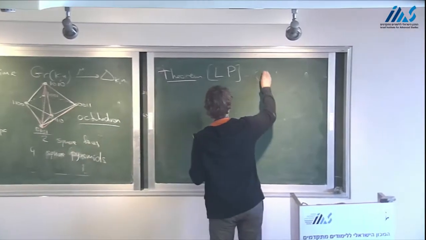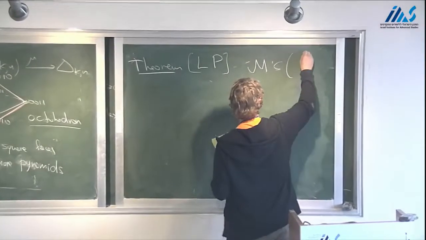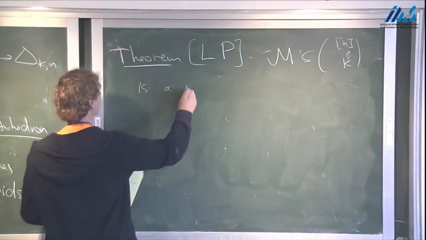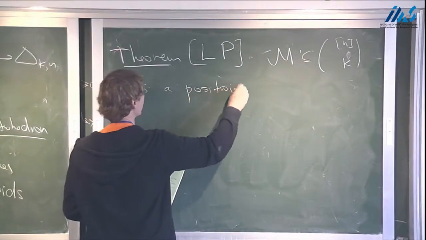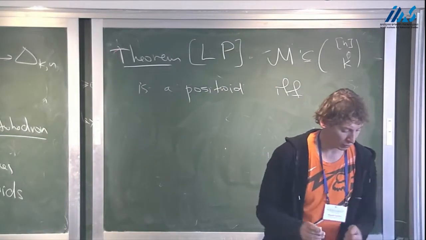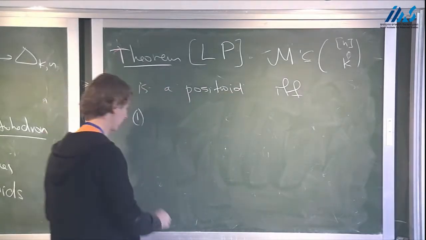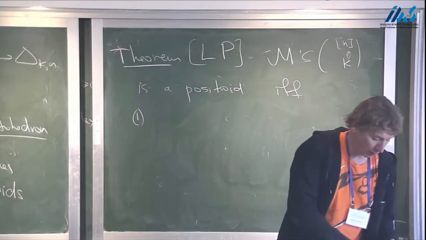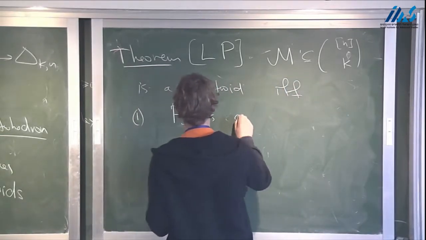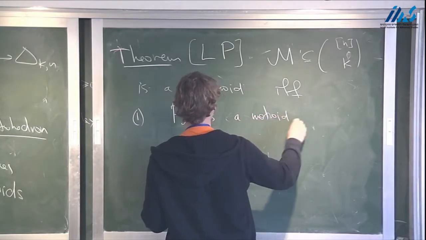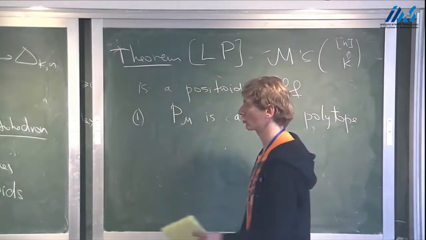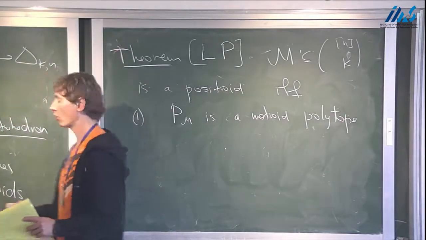Okay, so M, a subset in n choose k, is a positroid if and only if the following two things are true. Remember, positroids are some special kind of matroids. First of all, it should be a matroid, so P_M is a matroid polytope. The polytope, the convex hull of these points, should contain only edges of the hypersimplex.